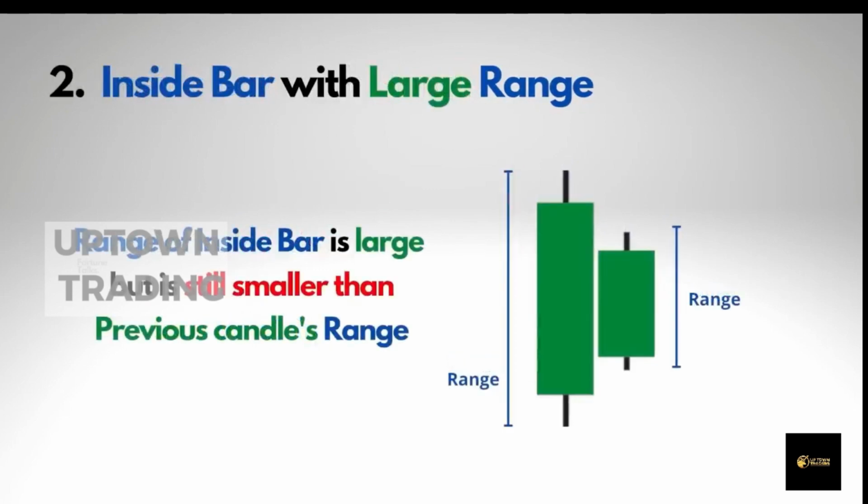The second type is the inside bar with a large range. Now you can have an inside bar with a large range. So this is still an inside bar as the range of the candle is covered by the prior candle. But in this case, you will notice that the range of the inside bar is too large. Now, depending upon the close of the inside bar, this could either represent an indecision in the market or a reversal in the market.